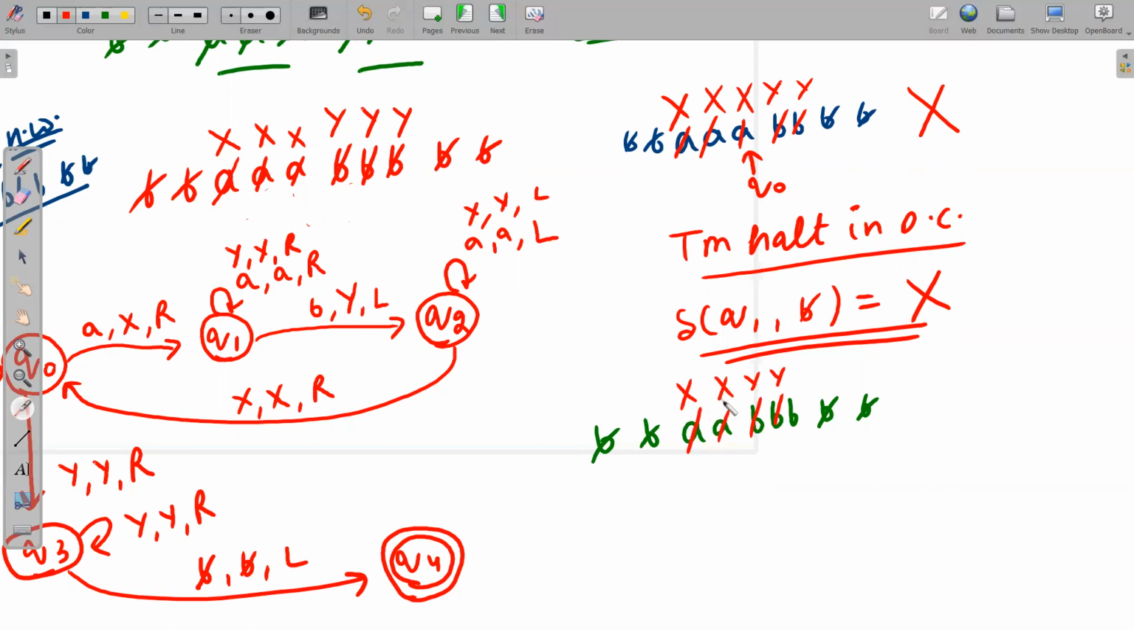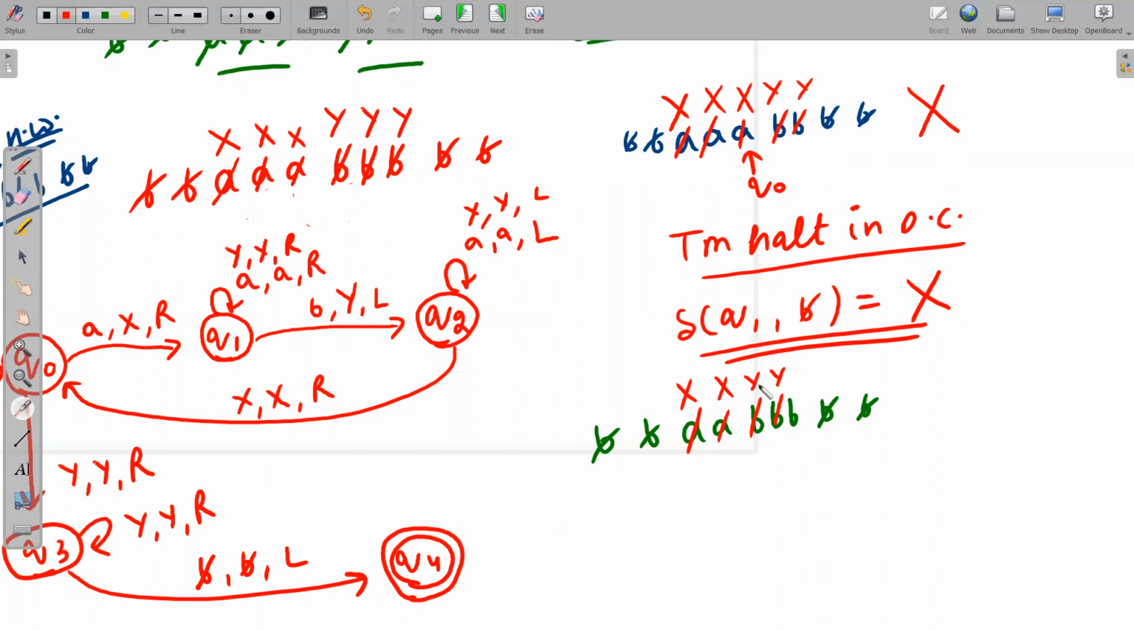Okay, so that means all the A's are now converted to X. Now Q naught will read the Y. Y will remain as Y only, move towards the right, and the state will be Q3.